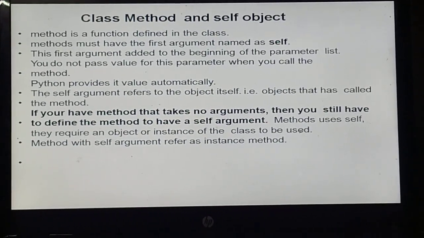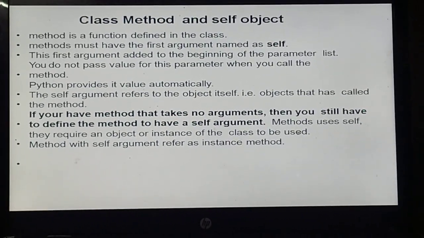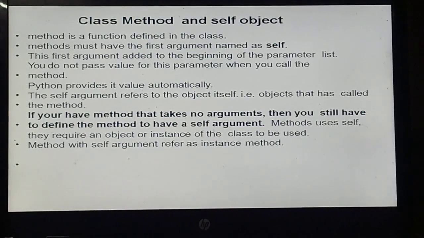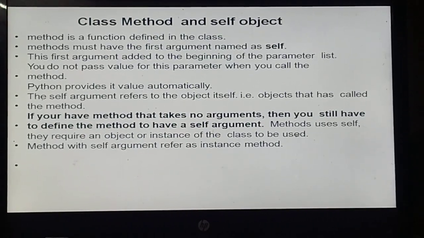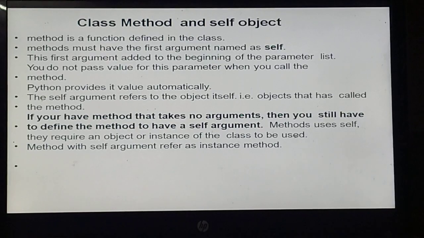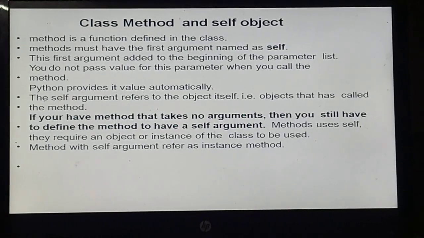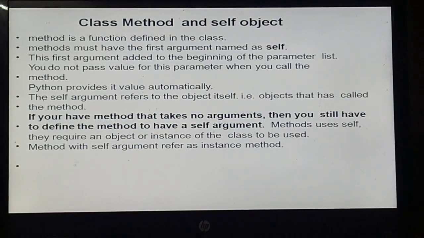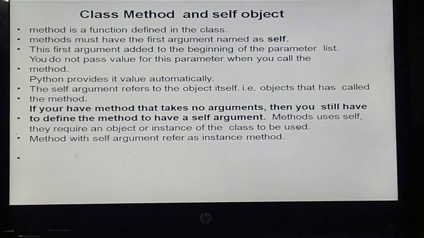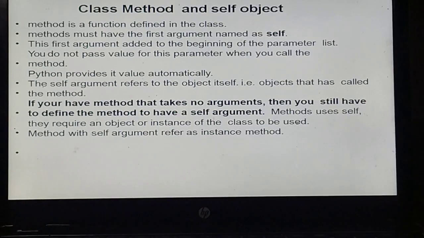So a class method is also known as a member function of a class, or a function defined inside the class. The class methods are exactly the same as the ordinary functions that we have been defining so far. The only difference between a class method and an ordinary function is that we must define the first argument of the class method with the name self.